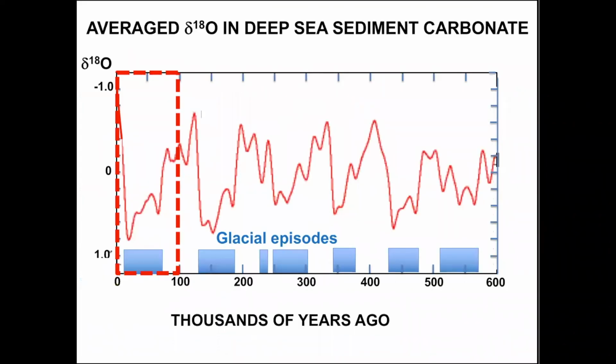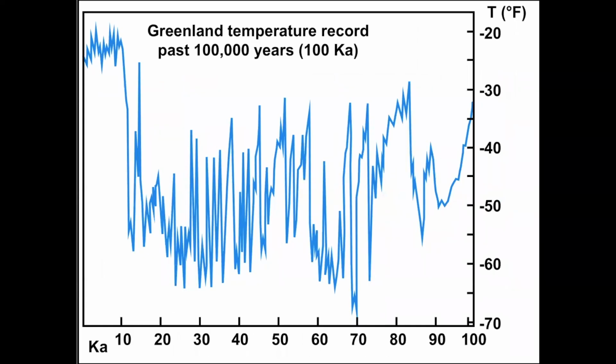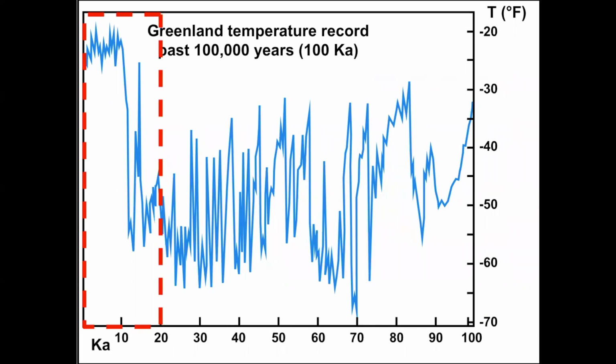If we go to the last 100,000 years, we get a still more detailed record, with lots of fluctuations during the glaciation. We're not sure why we have these changes. They may relate to some of the Milankovitch cycles.